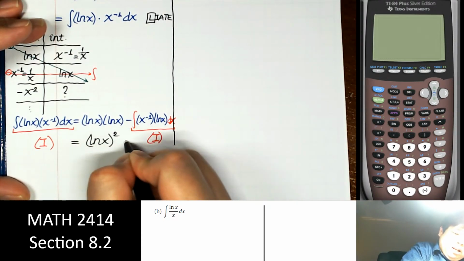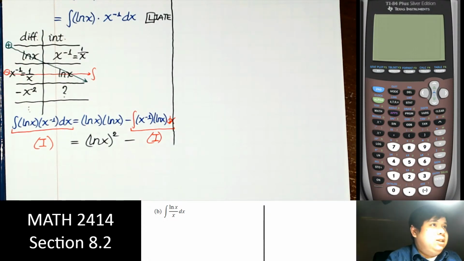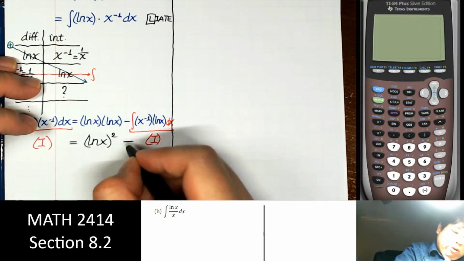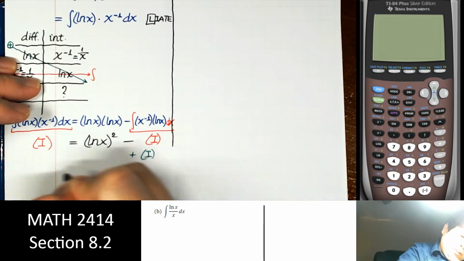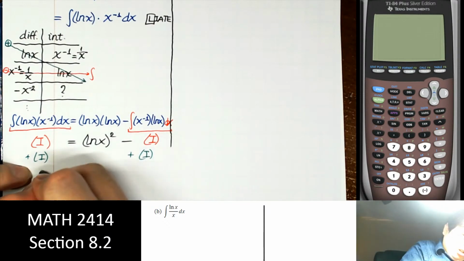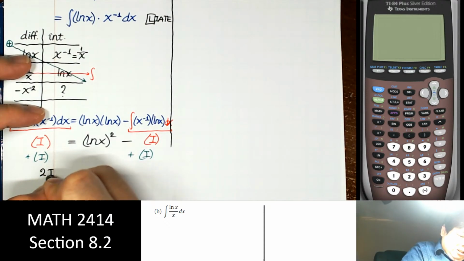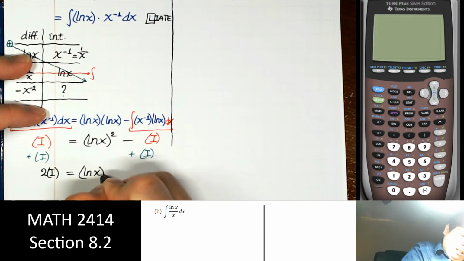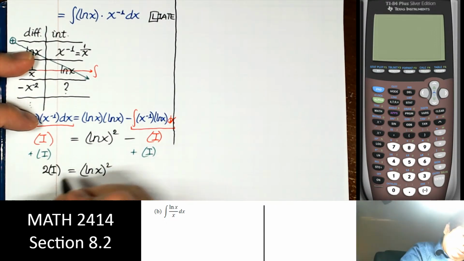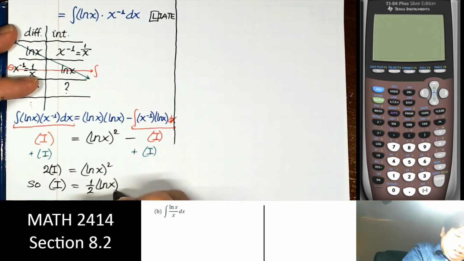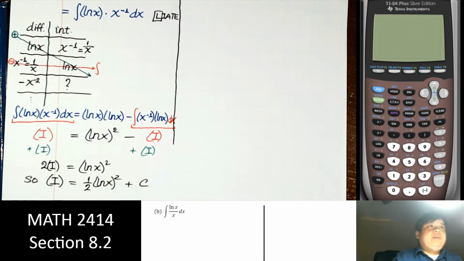ln of x times ln of x is ln of x squared. So we have I on this side and negative I on the other side, so we move them to one side. I plus another I is 2I equal to ln of x squared, and then divide by 2. So the integral is equal to 1/2 ln of x squared plus constant c.